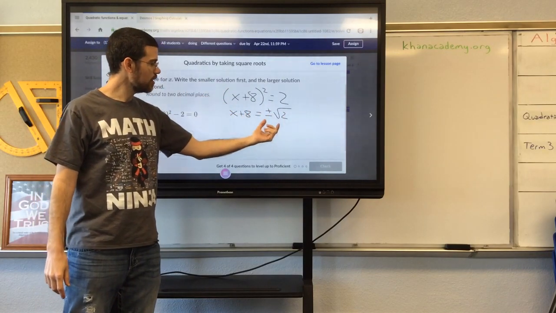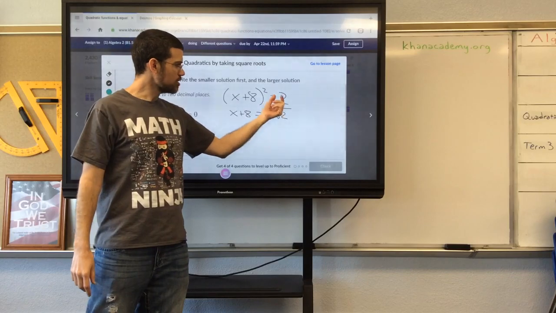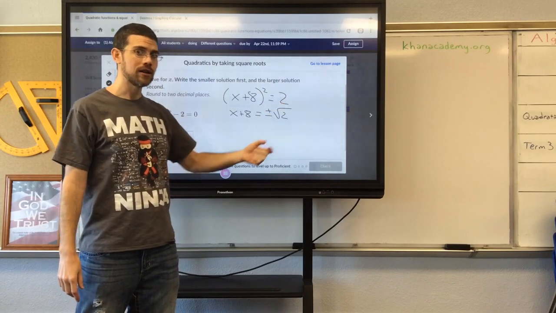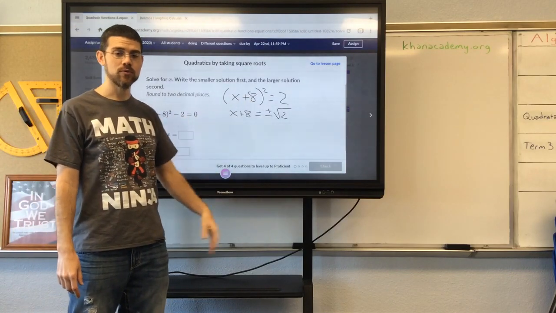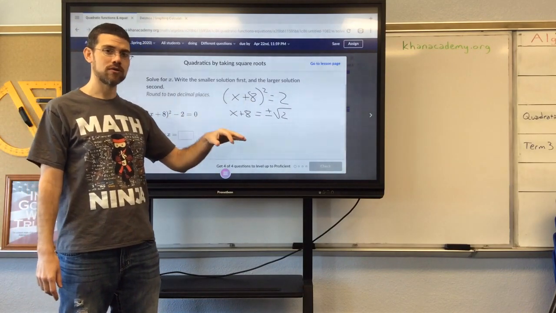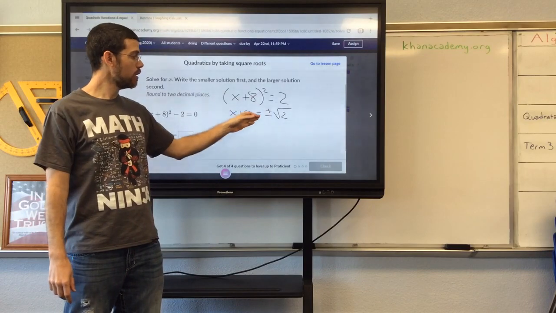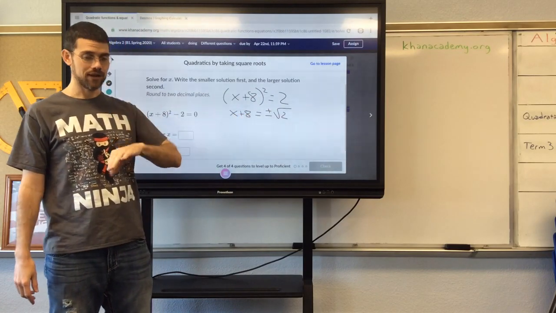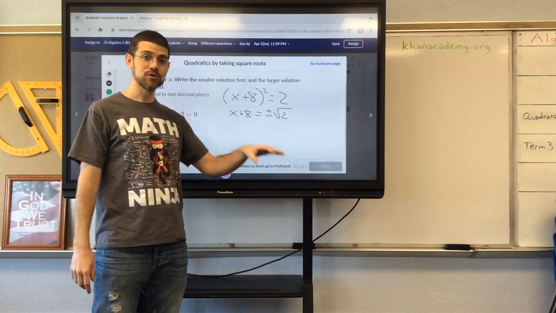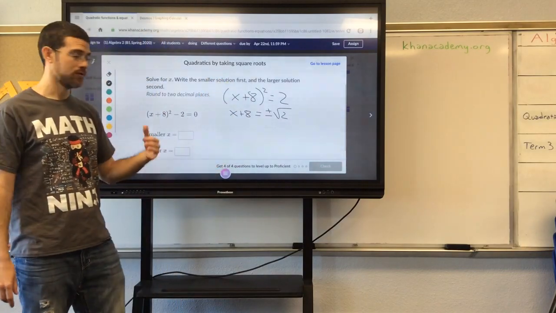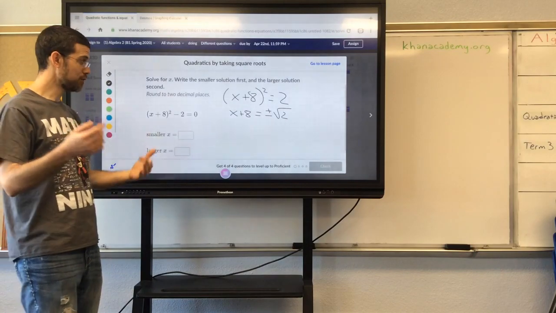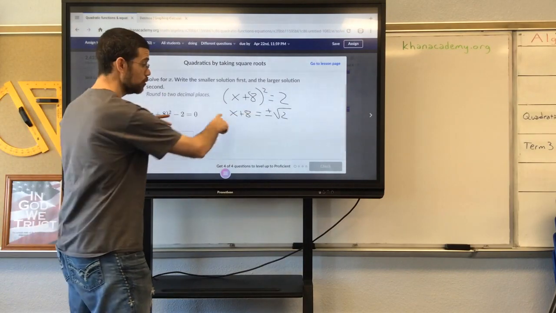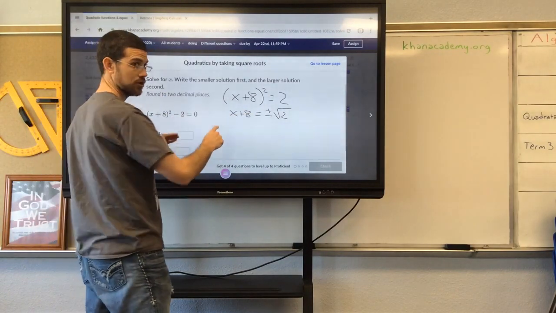And then on the other side, I can get 2 by squaring two different numbers. One of them is positive square root of 2. Square root of 2 times square root of 2 is 2. Or negative square root of 2. Negative square root of 2 times negative square root of 2 is positive 2. Negative times negative is positive. So this is two equations essentially, and we're going to solve both of them.